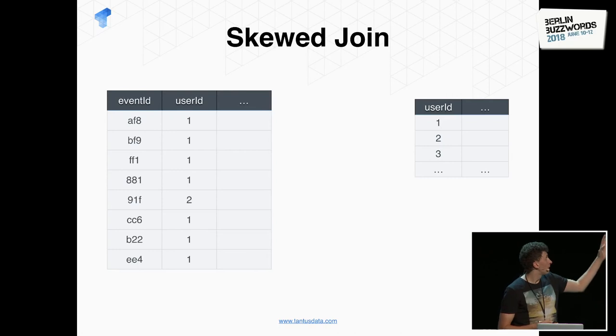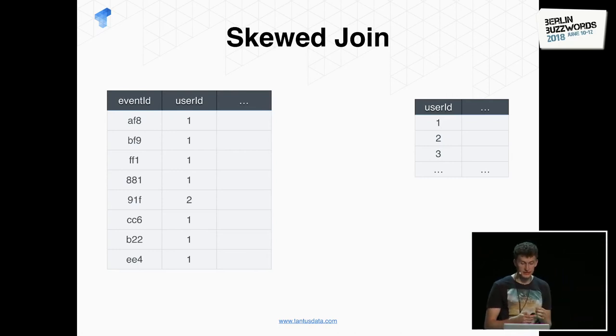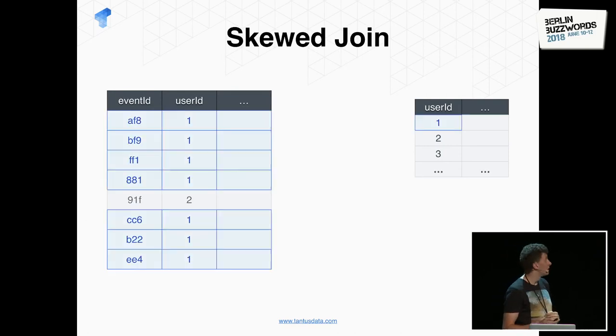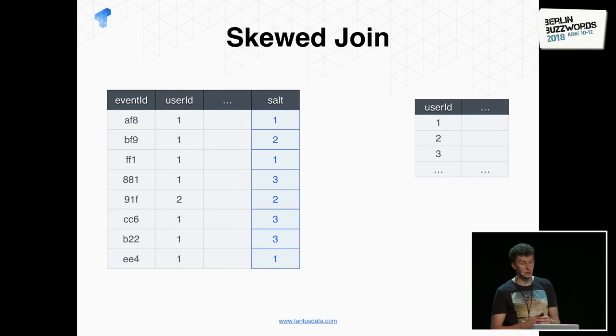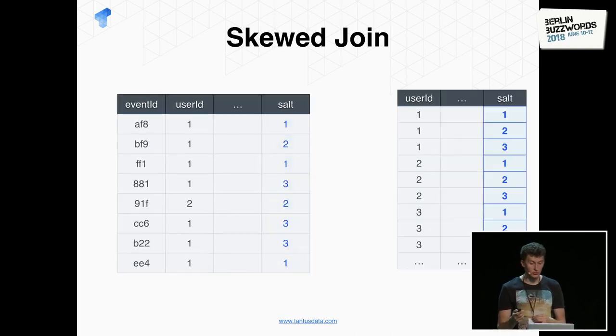So how do we do that? On the left-hand side, you can see events. On the right-hand side, you can see users. And this user ID number one happens to appear quite often, and we would like to split that because it will go to the same task. So what we do is we generate a salt column where we randomly generate some value. Here we are just generating 3 different values. And what we do with users is we duplicate all of them with every single possible salt value. So from 1 to 3, each user appears 3 times.